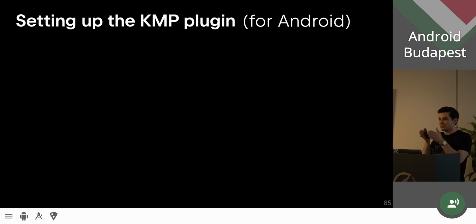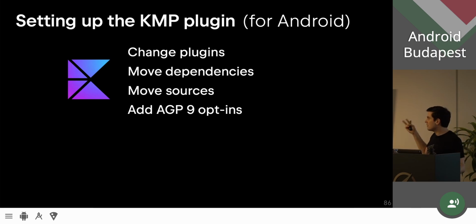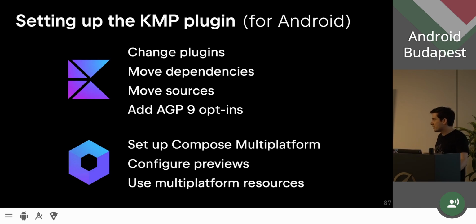Because again, we're just minimizing the individual steps here. So to do that, we'll have to do these things. We're going to have to switch the actual plugin. We'll have to move our dependencies and sources around. And then, again, some AGP9 related changes that we'll need to tackle. And if we want to do UI sharing as well, then we'll have to, of course, enable Compose Multiplatform. We'll have to configure our previews so that they continue working after going multiplatform. And we'll have to move some resources around as well.